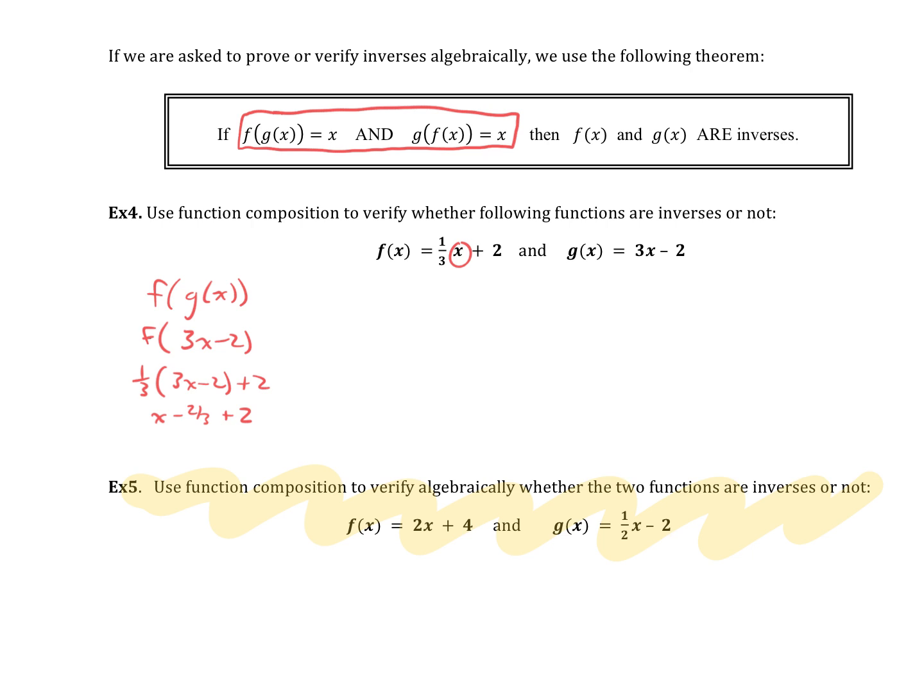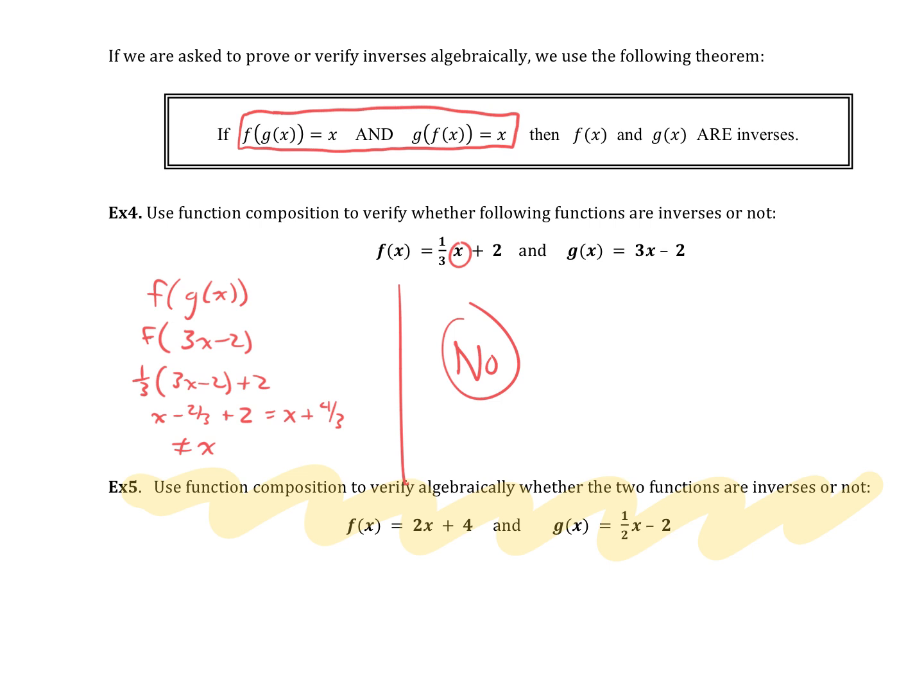This doesn't look like it's going to work. This is not equal to x. This is x plus some number, right? This is x plus, I don't know, 2 minus 2/3 is like 4/3 or something. And that's not x. So for my money, we can stop right there and say, no, these are not inverses because we didn't get x when we stuck x into g and then that output into f. So we're done.